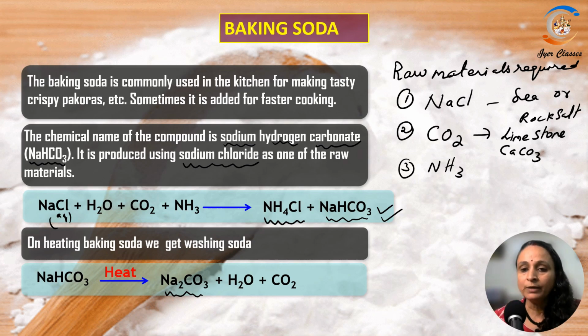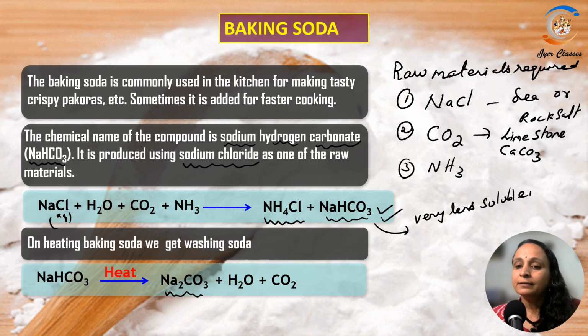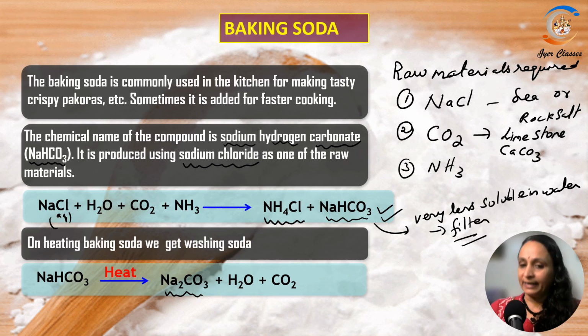Now baking soda is very less soluble in water. So क्या करना चाहिए? फिल्टर कर लो, और फिल्टर करने के बाद आपको सोडियम बाइकार्बोनेट बिल्कुल अलग हो जाएगा. Now to convert this again into sodium carbonate, just heat the salt. So what will you get? You will get sodium carbonate and साथ में मिलेगा water, and also you will be getting carbon dioxide.